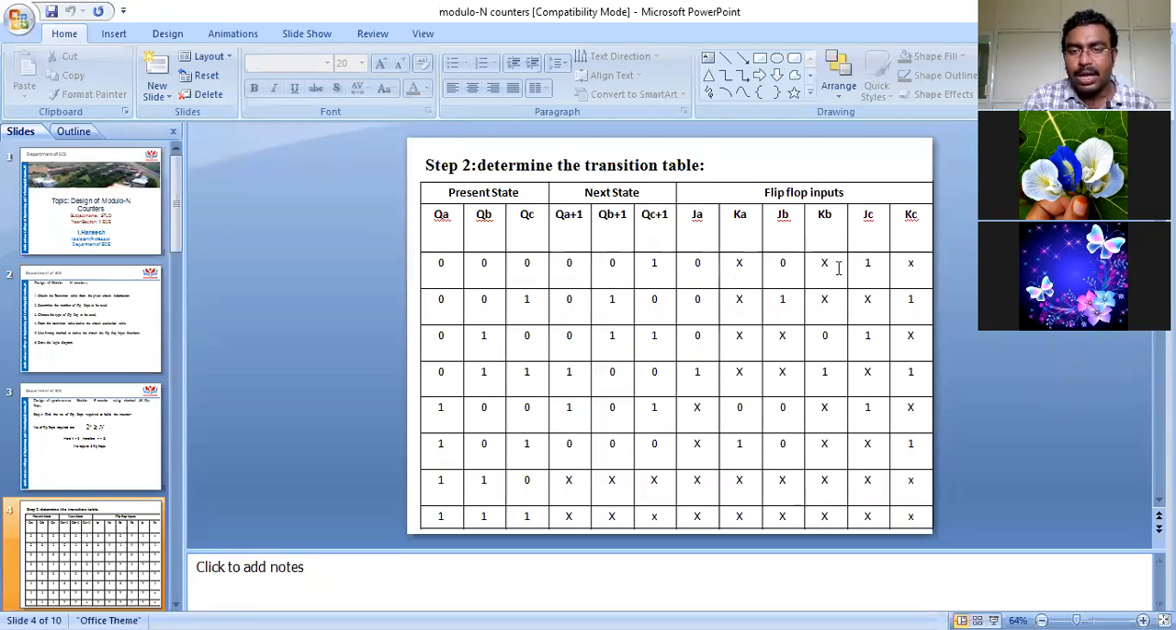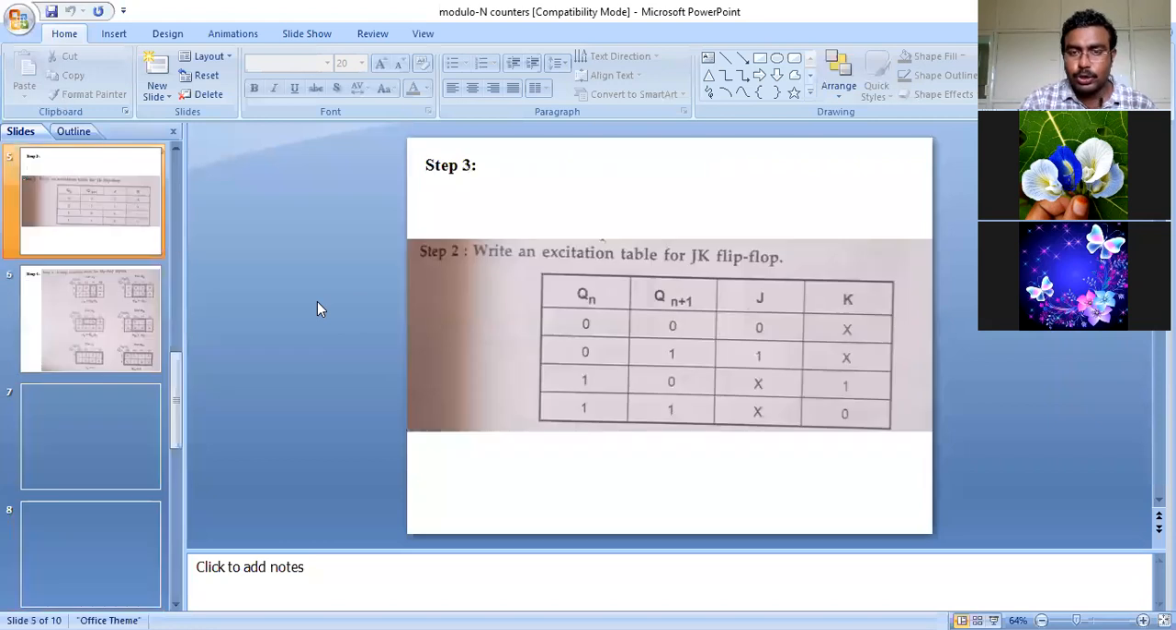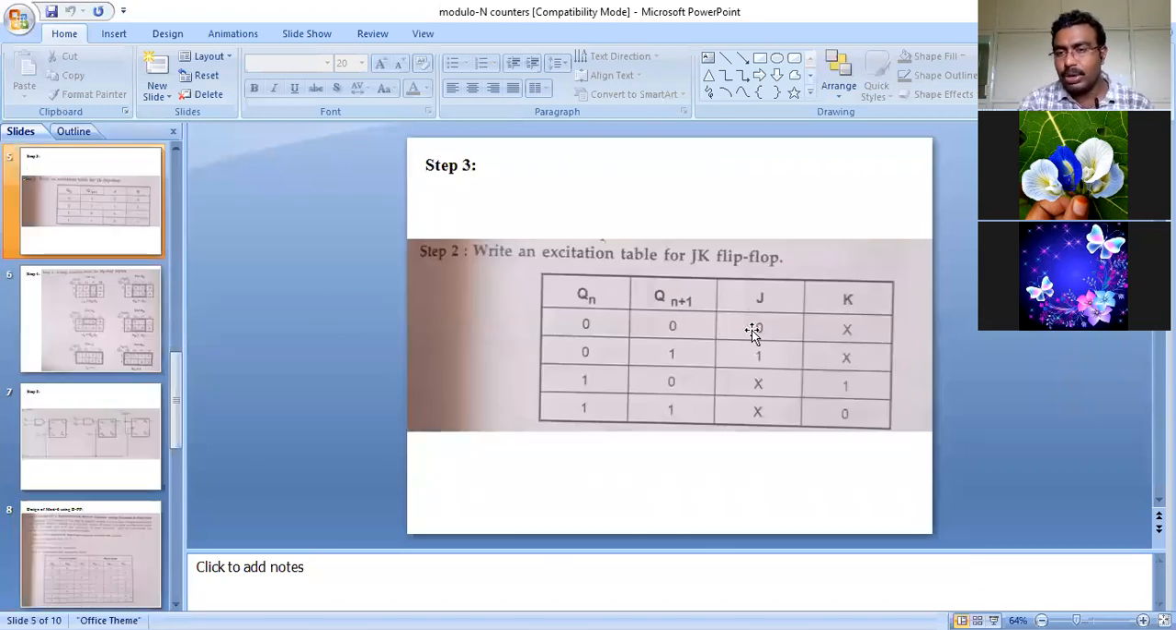We have to fill the flip-flop inputs with the help of the excitation table. Students, you already know the excitation tables for SR, JK, T and D flip-flops, the excitation values you get for different present state and next state values. Let me show you the excitation table for the JK flip-flop.